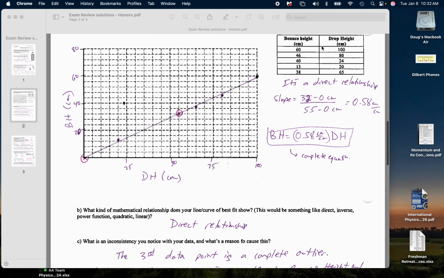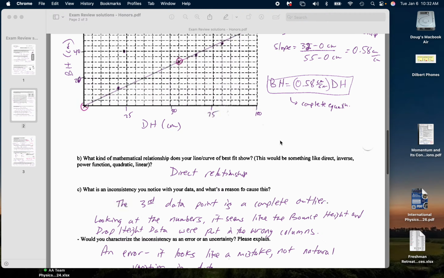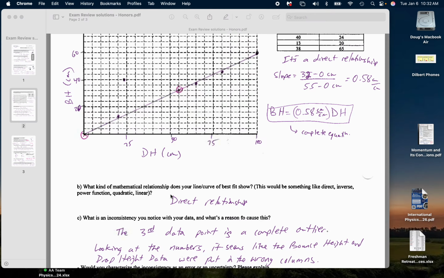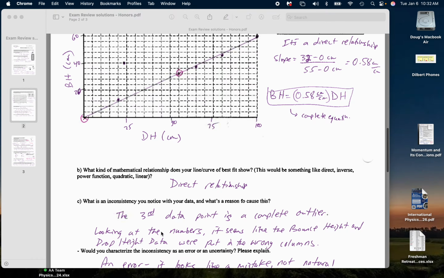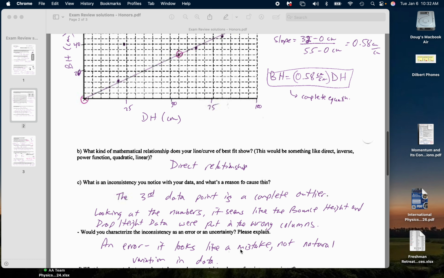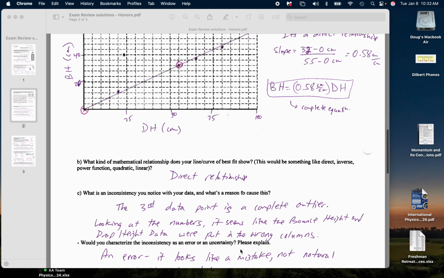So when I look at this, it seems like these two were flipped. So it seems like the bounce height and the drop height were put in the wrong columns. So at least for me, that was the most obvious thing. Is that an inconsistency or an error or an uncertainty? That looks like a mistake, so that's an error. It's not just natural variation in data.